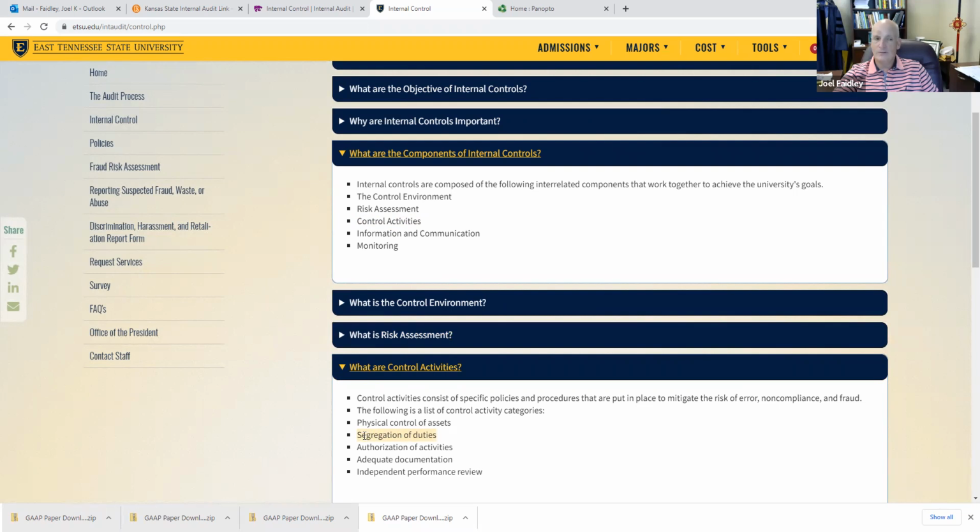That's always a big one for risk assessment. The more people involved in a process, the less chance you have for fraud. But you become more inefficient as well. Sometimes you want to have some inefficiency for the sake of safeguarding of assets and for segregation of duties, right? And so those are listed on page 4-9 along with here on ETSU's website. The next one there is information and communication.